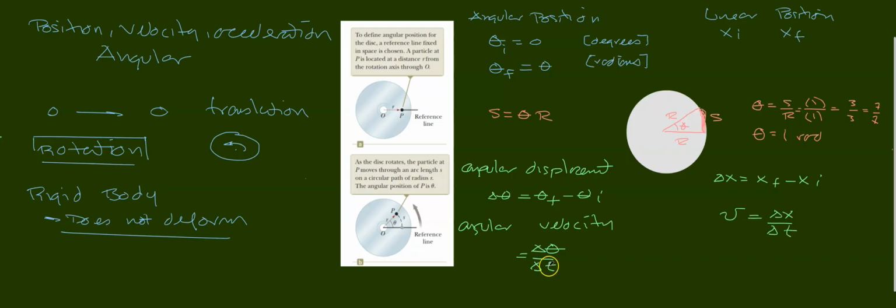How many degrees per second, how many degrees every second does my particle cover as it moves in circular motion? And the symbol for the angular velocity is the Greek letter omega. So this is my definition. Omega is delta theta over delta t, and this is the average angular velocity. You see the analogy with the linear average velocity.